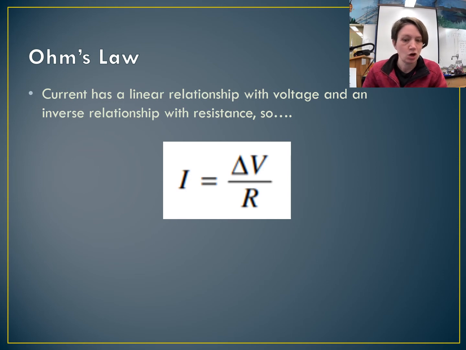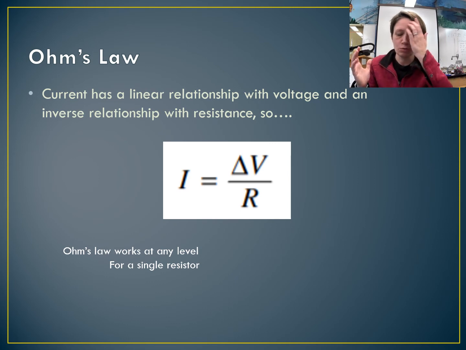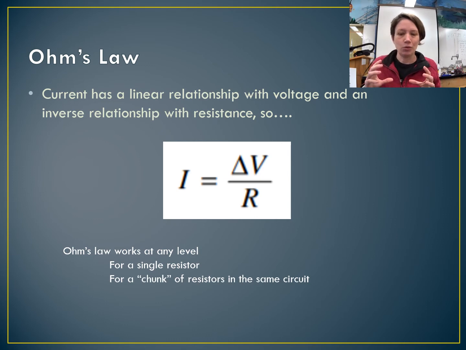This equation is known as Ohm's Law, and it's an incredibly versatile and powerful equation. One of the neat things about this is that Ohm's Law is going to work at any level of a circuit. By that I mean, if you have a circuit that's complicated, that has multiple resistors, Ohm's Law holds true at the level of a single resistor in that circuit. It'll also hold true for any chunk of resistors in a circuit.